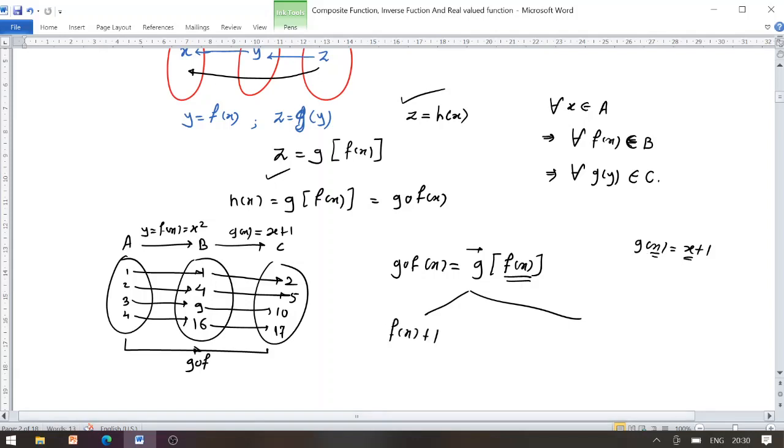And now what is the value of f of x? We have f of x equal to x square. So we might have g composition f of x becomes x square plus 1.